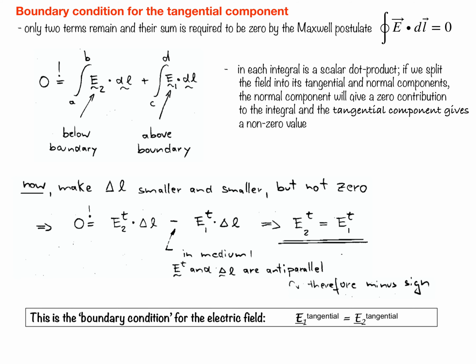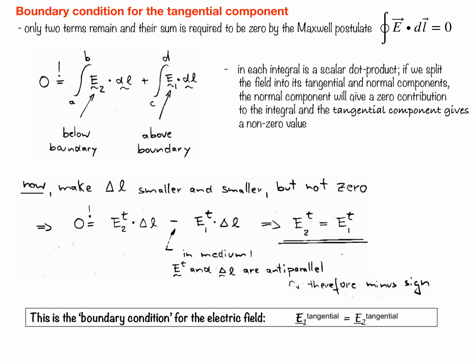This means only two terms will remain in the closed path integral, and their sum is required to be 0 because of the Maxwell postulate. In each of these two integral contributions, there is a scalar dot product. If we now split the electric field E2 and then also E1 into its tangential and normal components, the normal component, because it is perpendicular to the path differential, will give a 0 contribution to the integral. In contrast, the dot product of the tangential component and the path differential will give a non-zero value.